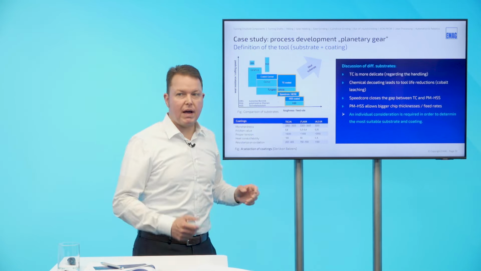We see it here in the picture on the right side. A hob is actually nothing else. It's basically just a worm, and this worm has gashes. And this is where the cutting teeth come from. Then it is ground, it is profile ground, and this is how the clearance angle of usually about 12 to 15 degrees is made.